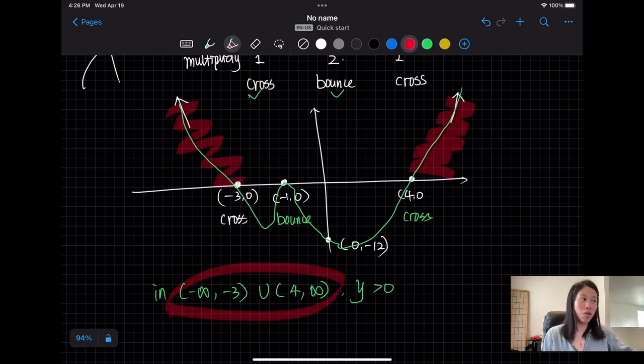So here is the application for the graphing.